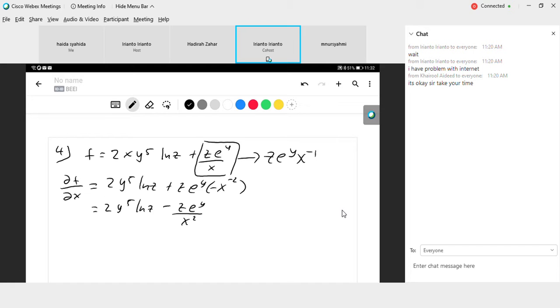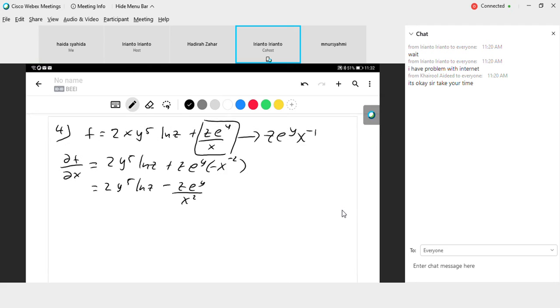Do you understand? Hello, guys? The question is asking you not only this, but the partial derivative of f with respect to x when the value of x, y, z is 2, 3, 1. Okay, substitute the values: x is 2, y is 3, z is 1. Give me the number. What will you get?